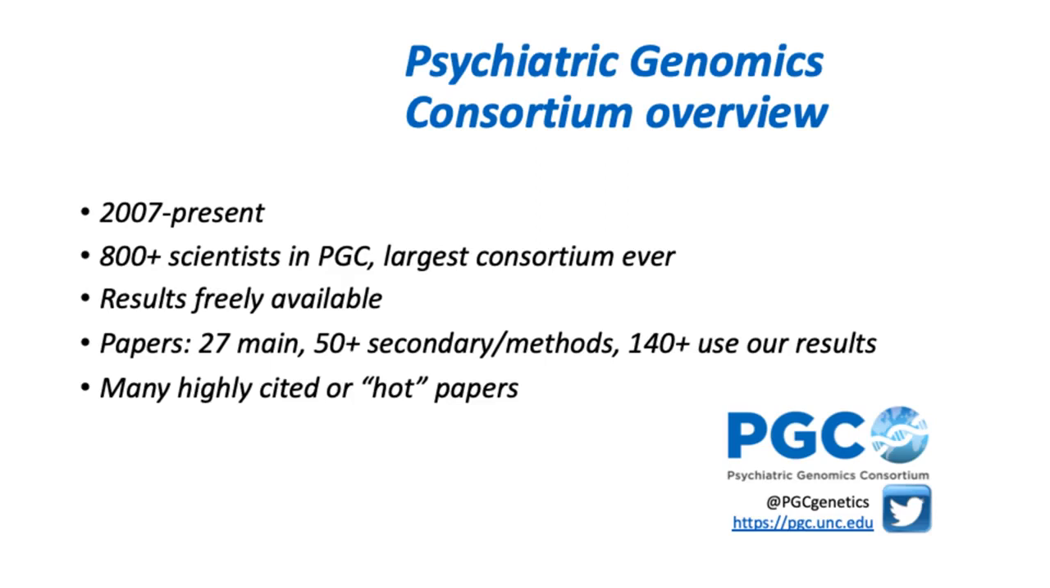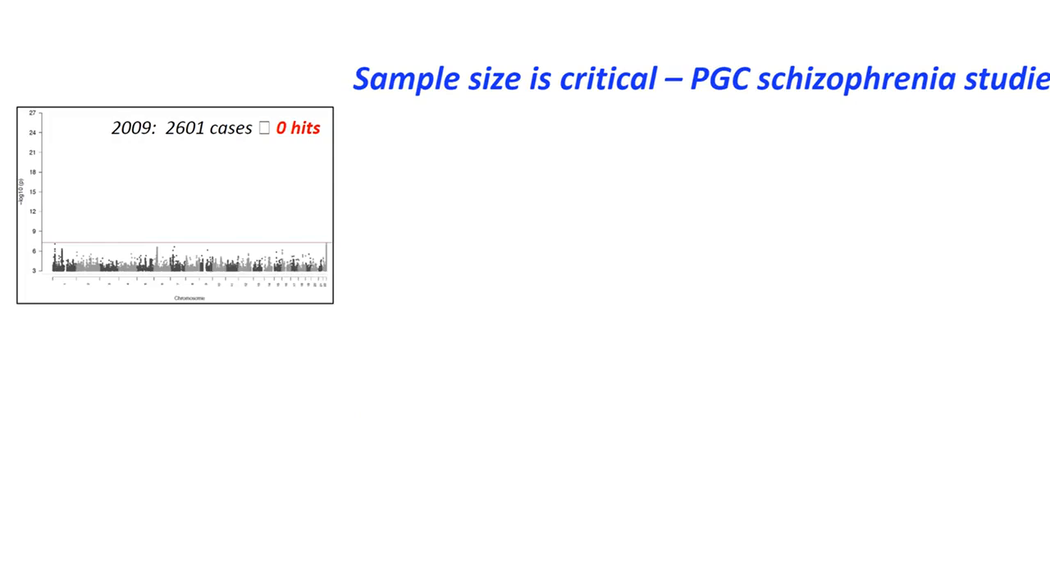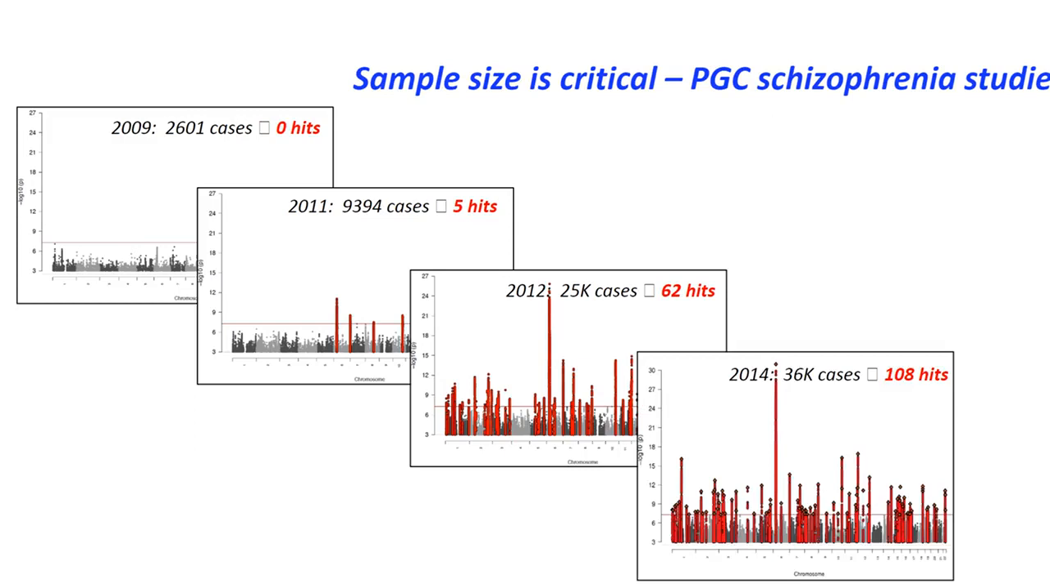So the first disorder that made really significant progress was schizophrenia. They moved from an analysis of 2,600 cases in 2009, rapidly over the space of 5 years, to having over 100 genetic associations in a study of 36,000 cases. There's now a paper being written up with 64,000 cases and something like 255 GWAS hits.